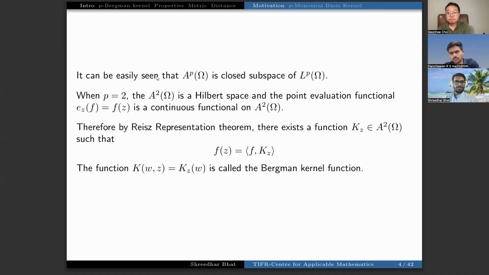Using the Bergman inequality, it can be easily seen that AP is a closed subspace of LP. So it is in fact a Banach space. When you are looking at p equals 2, A2 will become a Hilbert space with the usual inner product. Also, what the Bergman inequality says is that if you define the functional Ez of f to be f of z, this evaluation functional at z will be a continuous linear functional.